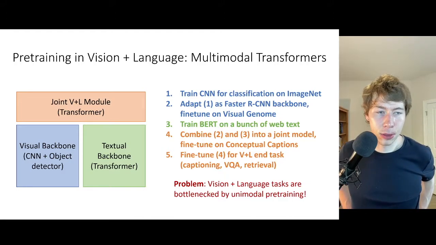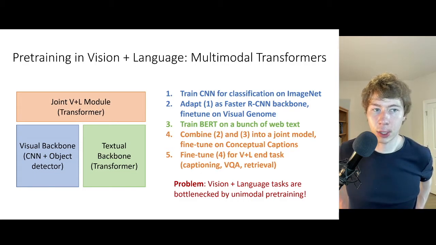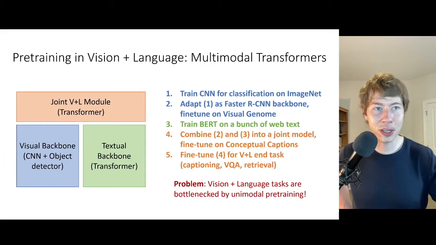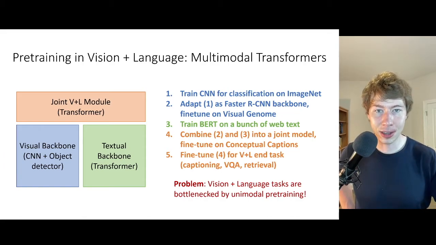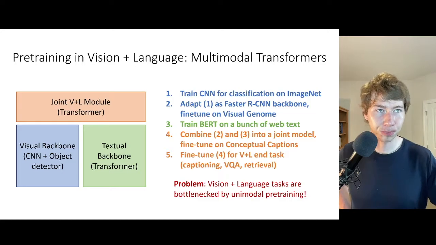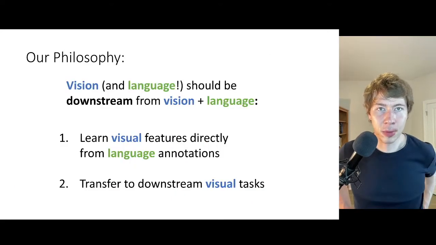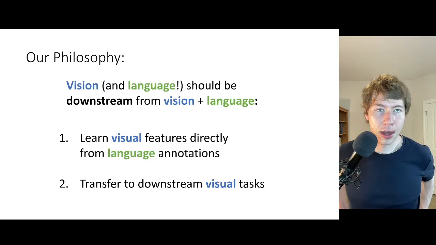Now this pipeline has become pretty standard, but I think it's actually problematic. It means the performance on our downstream vision and language tasks is bottlenecked by this unimodal pre-training. This is even worse because in many cases the visual backbone is not even fine-tuned in these approaches. So our philosophy is a little bit different. I think that vision and actually language should be downstream from vision and language.